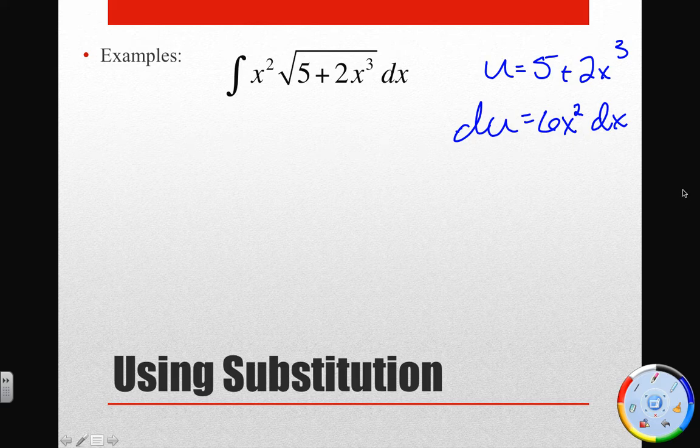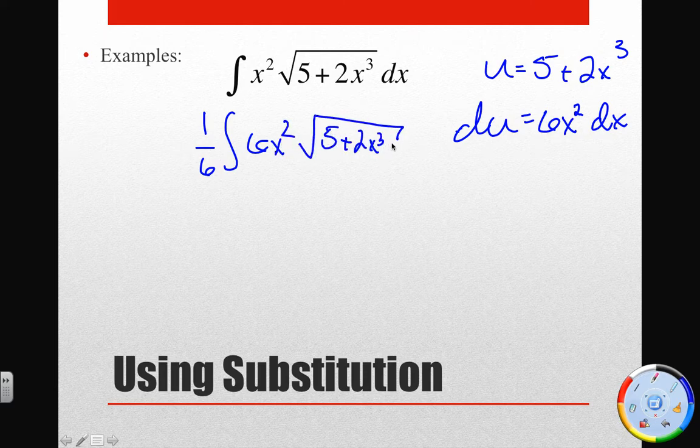Well, I don't have a 6x squared. But I do have 1/6 of 6x squared. So I have a 1/6 and a 6. And notice how I just said, oh, I have a 1/6 and a 6. Those cancel out to 1. So I didn't change the problem at all. And now it becomes something that I can use substitution on.